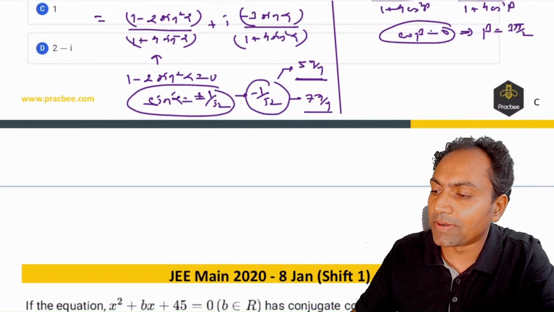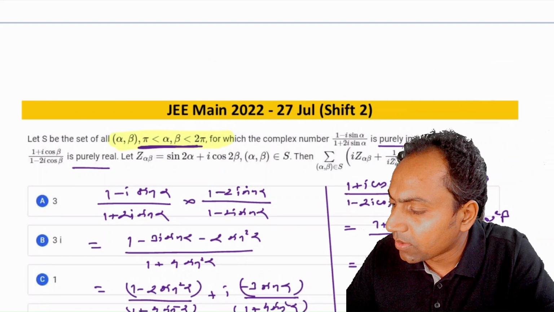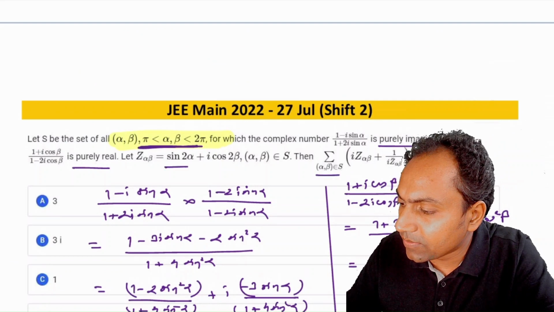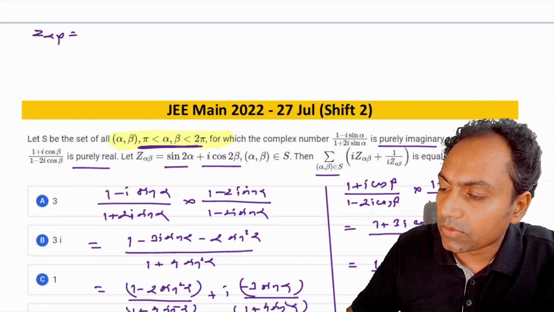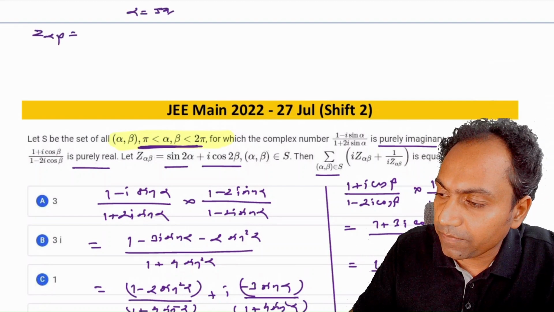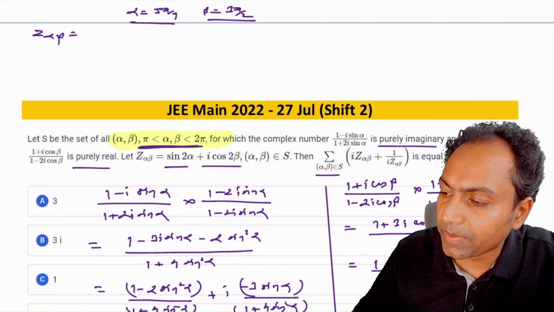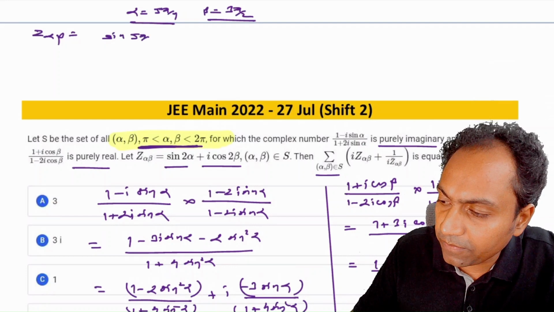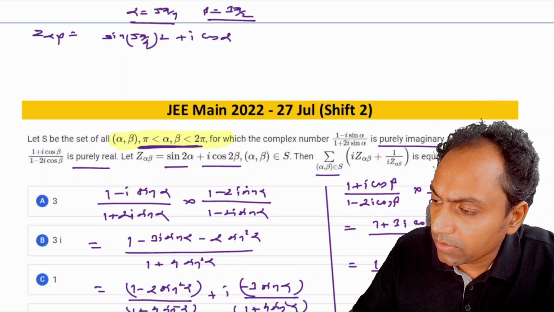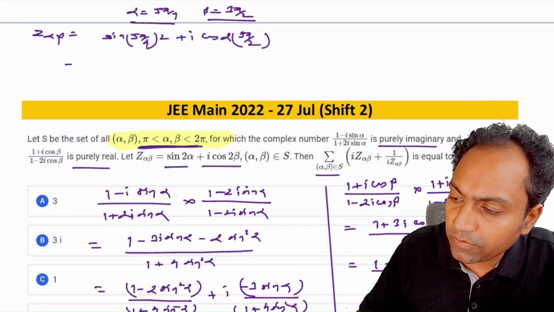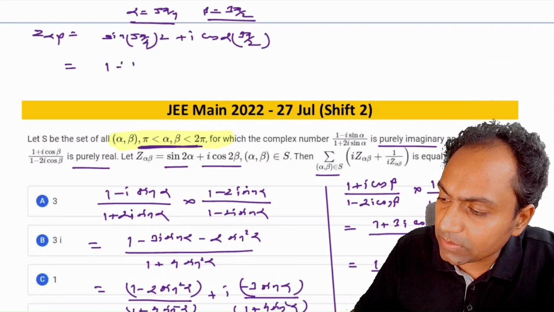So from here, now let us go back to the question. Now this is not the question. Our question is slightly different. What they're asking in the question is all such complex numbers which are of this form. So now let us find the value of z alpha beta. In one case, alpha can be equal to 5 pi by 4, and beta has only one value, 3 pi by 2. So one value of z alpha beta would become sine of 2 times 5 pi by 4 plus I times cos of 2 times 3 pi by 2. If you simplify this, sine 5 pi by 2 becomes 1, and cos 3 pi becomes minus 1.